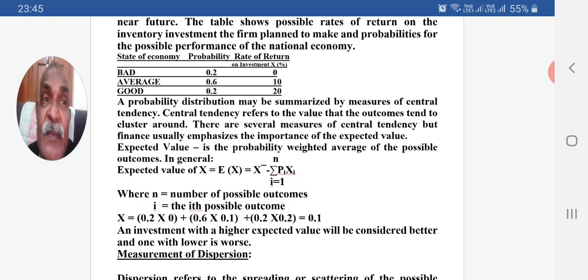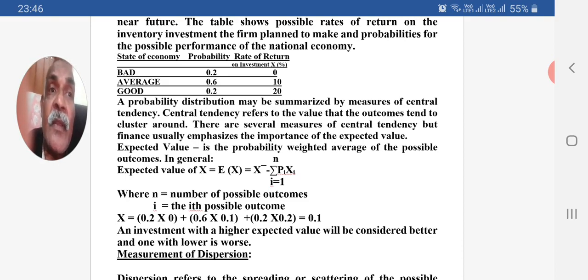So expected rate of return, E(x), is equal to what? That is, expected return is equal to summation of P_i and x_i. P is probability and x is return. When you multiply probability and return for bad, average and good, i is maybe 1, 2, 3, 4, maybe number of years, and i is equal to 1. So n is equal to number of possible outcomes, i is the ith possible outcome.